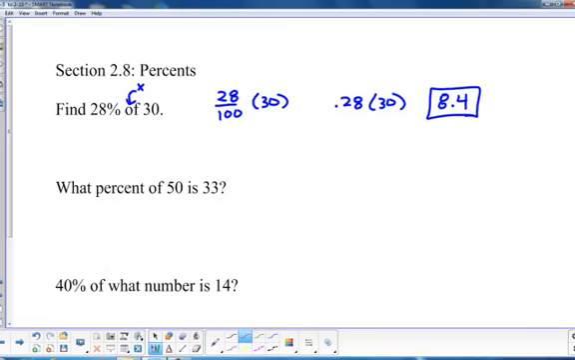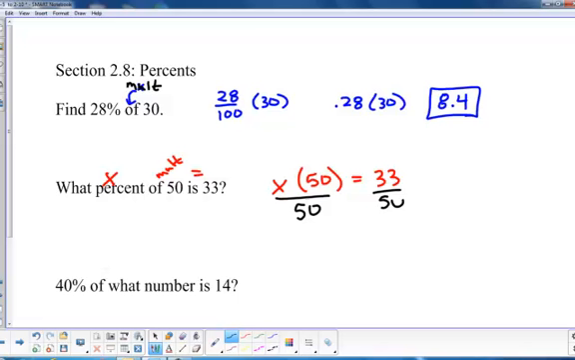The next one says what percent, that's our x, of 50, of means multiply, is means equals 33. So if we want to isolate that x, I'm just going to write the word multiply here instead of x. We would need to divide by 50. So x would equal 33 divided by 50, which is 0.66. That's the same thing as 66 over 100, which is 66%.